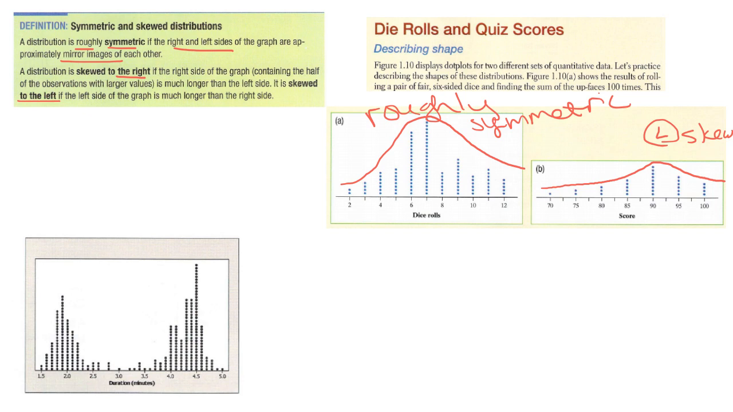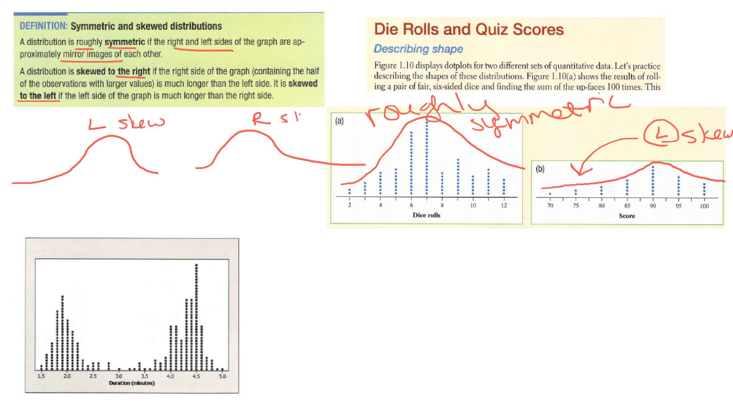Some people get confused and think it's right skewed because the dots here are on the right side of it, but it's really referring to which side is longer. This left side is much longer. So this would be an example of left skew, where this would be an example of right skew.